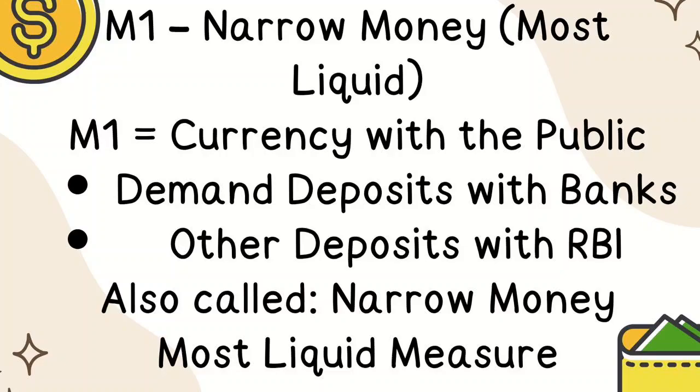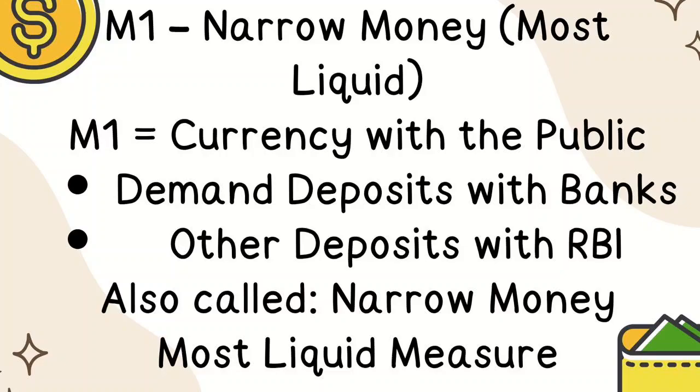20,000 rupees in your savings account, a small eligible deposit with the RBI as defined in the syllabus. All these together form M1. Now notice something important. M1 does not include fixed deposit. Why? Because fixed deposits are not meant for immediate spending. That's why M1 is called the most liquid measure of money supply.